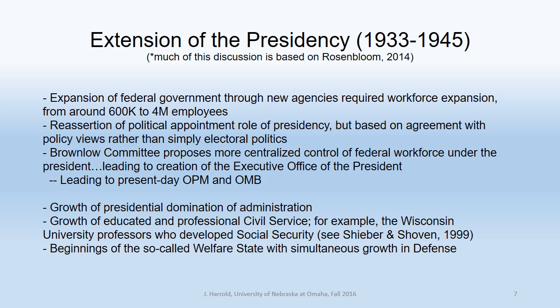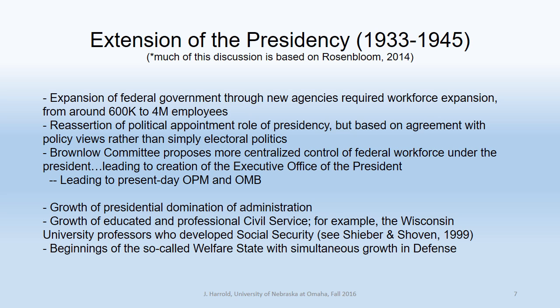And then Rosenblum talks about the extension of the presidency, and really what he's talking about here is the New Deal presidency of Franklin Delano Roosevelt. So we know that during this time, the federal government greatly expanded because Roosevelt expanded the size and scope of the federal government, and it grew from about 600,000 employees to about 4 million employees. And so really what Roosevelt was doing was reasserting the role of the presidency.